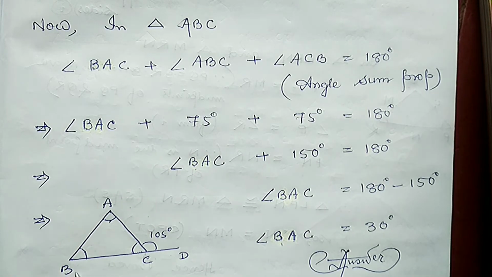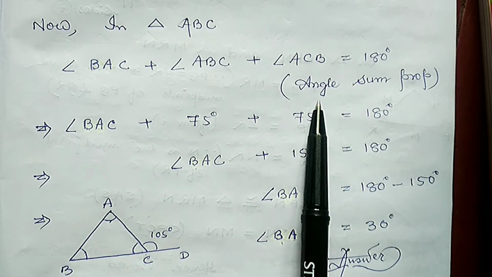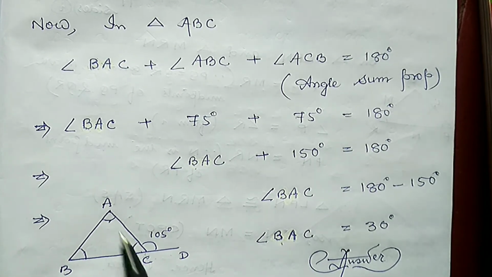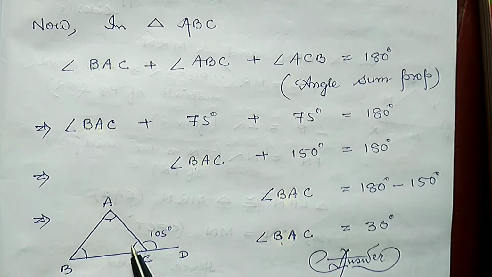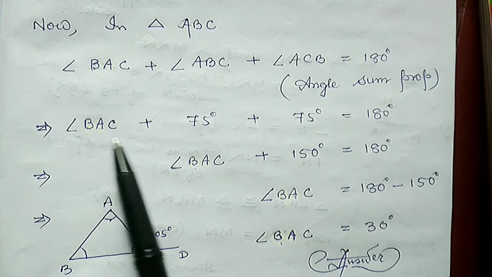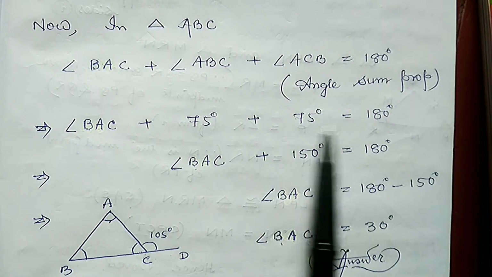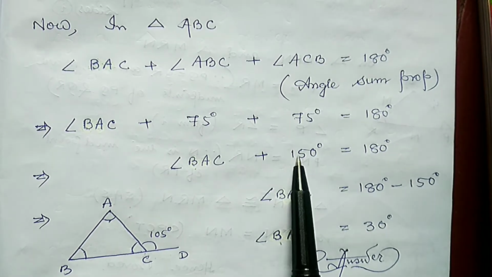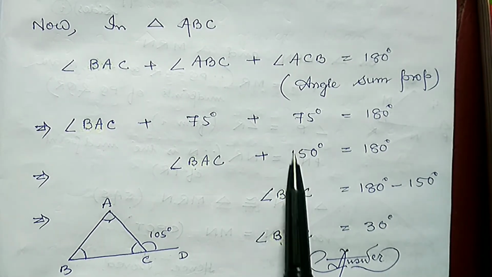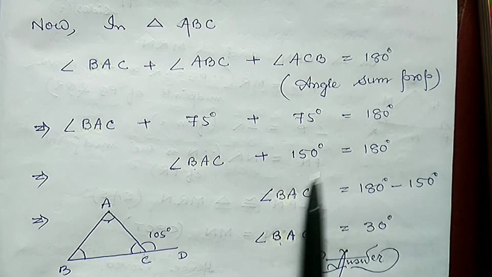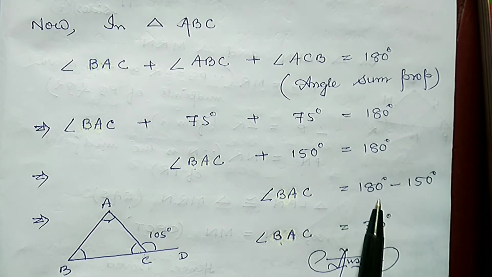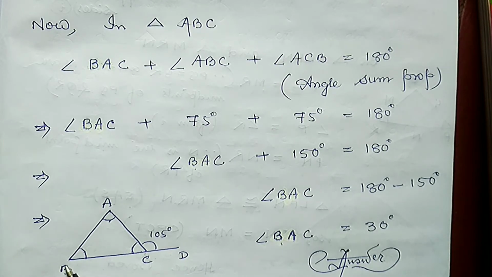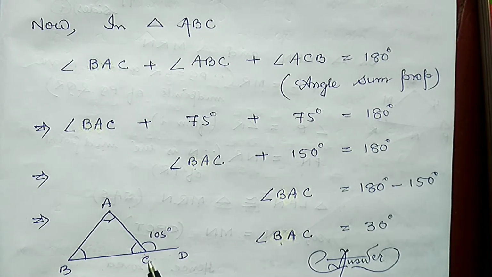Now, in triangle ABC, if we use the angle sum property, the sum of these three angles will be 180 degrees. This one is 75, this one is 75. So I can write angle BAC plus 75 plus 75 equals 180. That means angle BAC plus 150 equals 180. So angle BAC comes out to be 180 minus 150, that is 30 degrees. The required angle BAC equals 30 degrees.